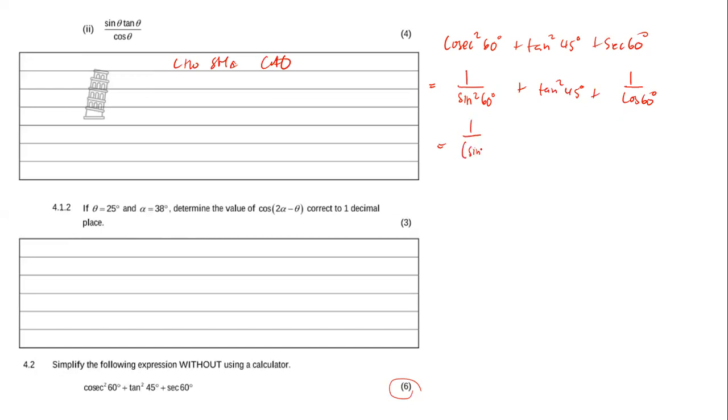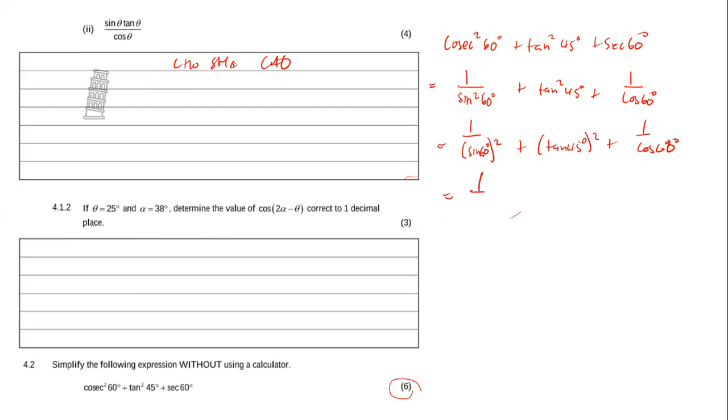open bracket sine 60 degrees to the power of 2 plus open bracket tan 45 degrees to the power of 2, is equal to 1 over cos 60 degrees. Now, this is what is happening. They know that you know how much sine 60 degrees is. You don't have to use your diagram, but you can if you feel comfortable with it. You can say sine 60 degrees on the calculator. Please don't punch everything into the calculator. You can just punch your sine 60 only.